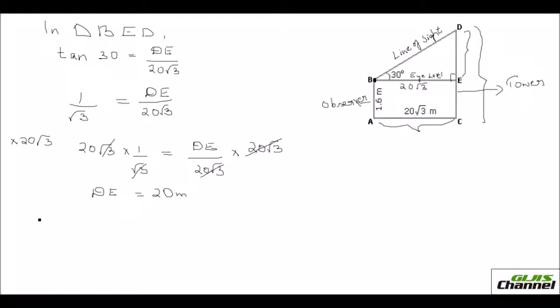Now the height of the tower is what is asked. So the height of the tower is equal to DE plus EC. See, this is a rectangle, so if BA is 1.6, your EC will also be 1.6. So you needn't find that out, you already have it. You got your DE as 20. Add the EC. EC is 1.6 and that will give you 21.6 meters.